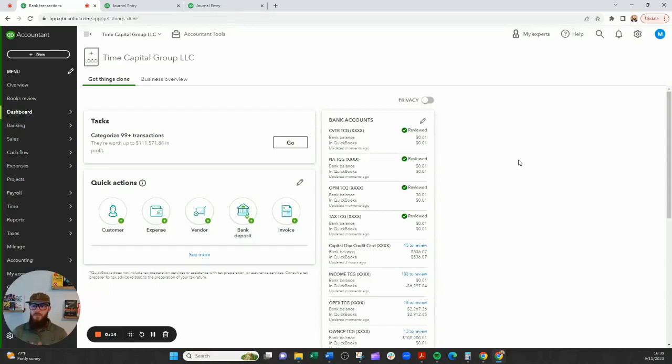Right, so how to code a flip property sell HUD statement. So you learned how to input a purchase HUD statement onto the books. So now we are doing the sell HUD statement for that same flip, okay?